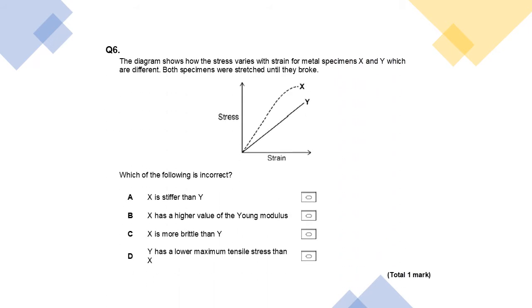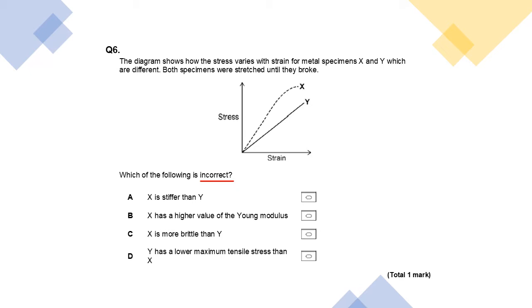The diagram shows the stress strain graph for two metal specimens X and Y. Which of the following is incorrect? That is a question, huh? Don't forget that. So if you look, X is stiffer than Y. X is having a bigger gradient, which means it has a greater Young modulus. So definitely it's going to be stiffer, because the more the Young modulus, the stiffer it is going to be. So that sentence is correct. X has a higher value of Young modulus. Yes, that is also correct.